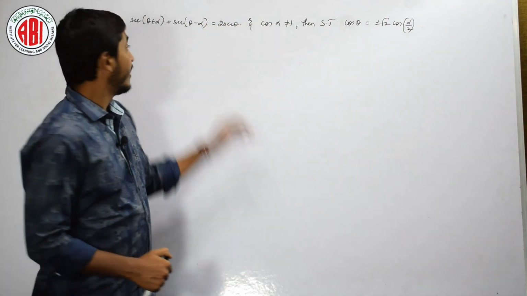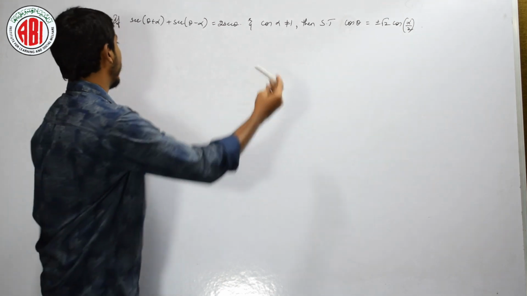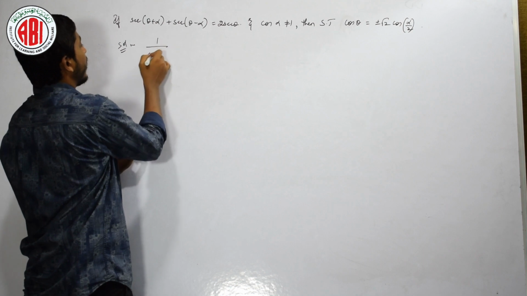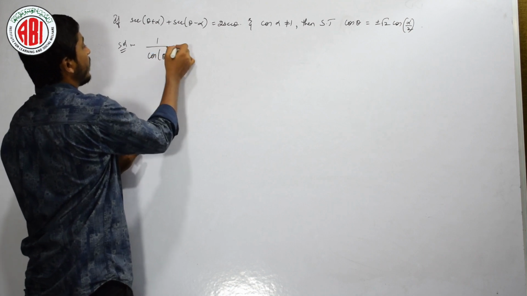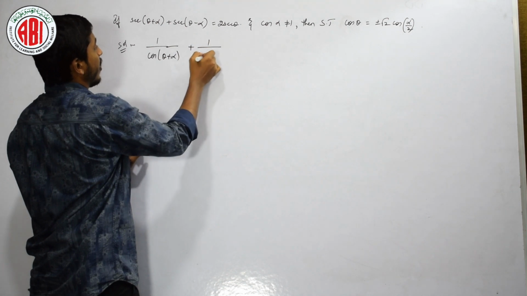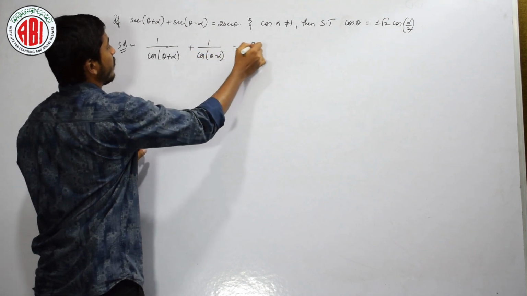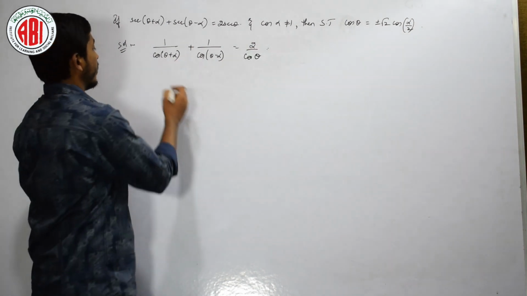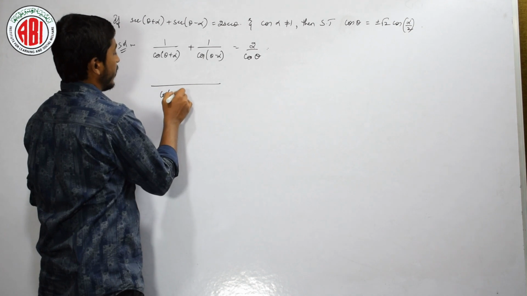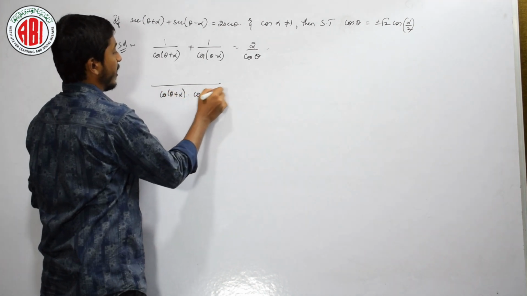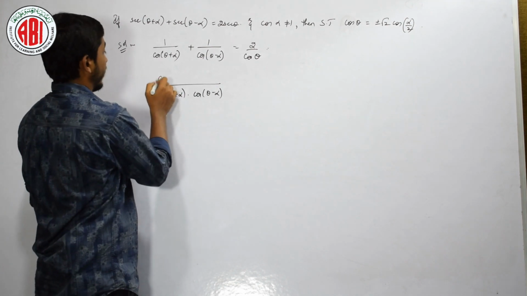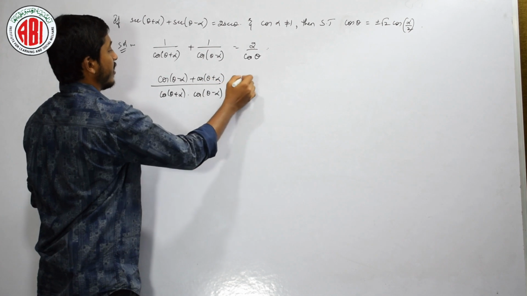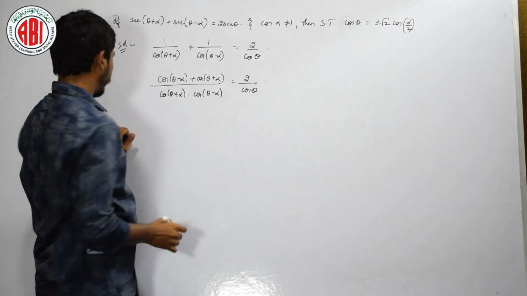Let us write secant as 1 by cos of theta plus alpha plus 1 by cos of theta minus alpha is equal to 2 by cos theta. Now let us take the LCM for the two terms. This will become cos of theta plus alpha into cos of theta minus alpha. Now we will cross multiply, that is cos of theta minus alpha plus cos of theta plus alpha is equal to 2 by cos theta.